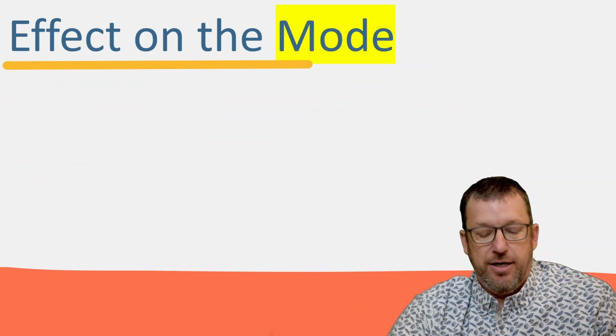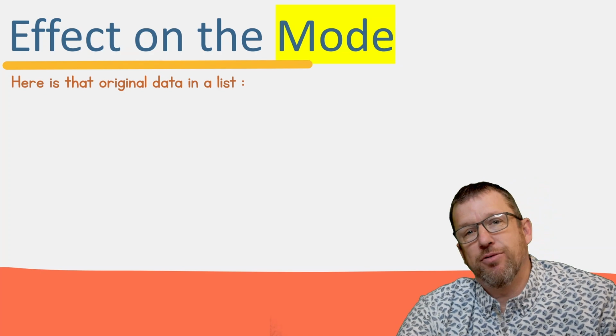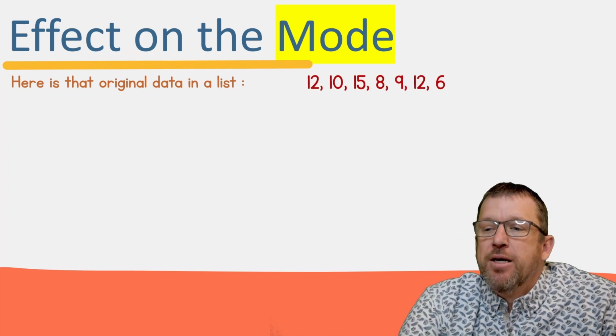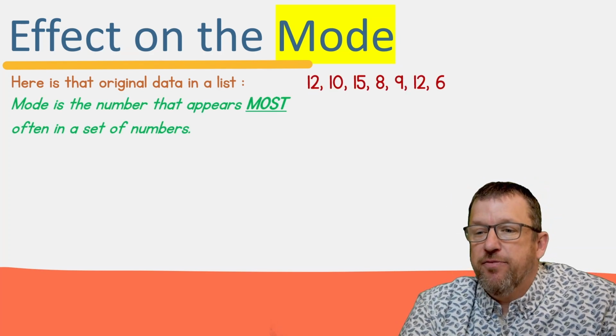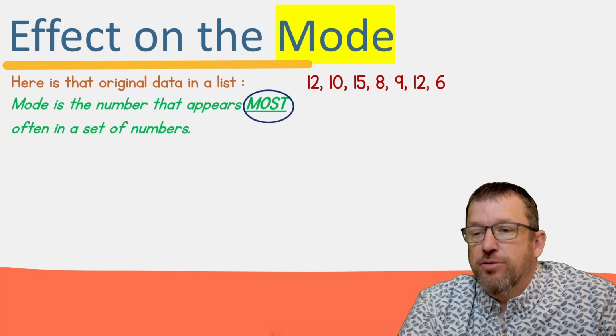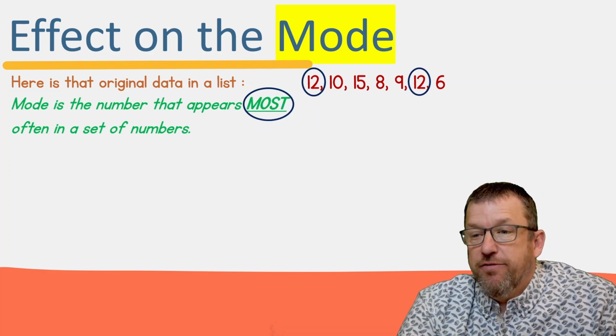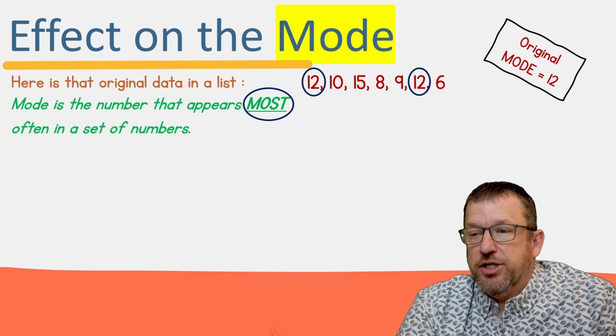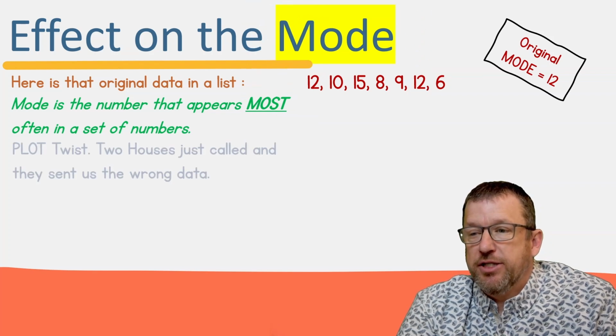All right, now let's see what it does to the mode. Mode's always the simplest one, right? So we have this data list, same as before. Mode is the number that appears the most, which is 12. And in this situation, that's our original mode. In this situation, I bet we have a plot twist.